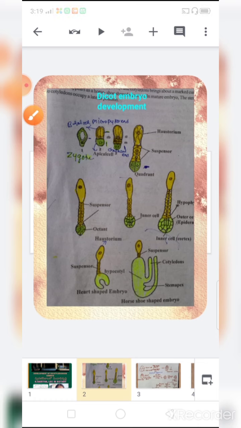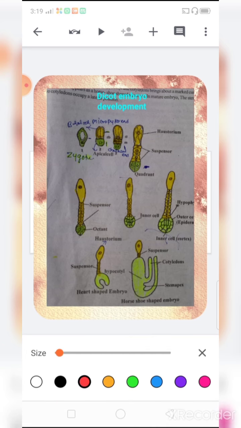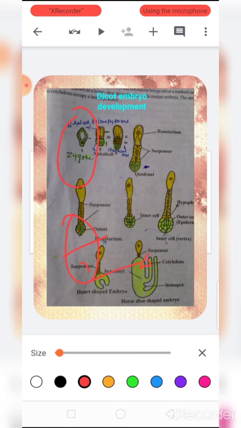Next, coming to the development of the dicot embryo. The diploid zygote takes a transverse division and forms two cells. Of these two cells, the chalazal side cell is known as the apical cell and the micropylar side cell is known as the basal cell. The basal cell is present at the micropylar end of the embryo sac and the apical cell is present at the chalazal end of the embryo sac.